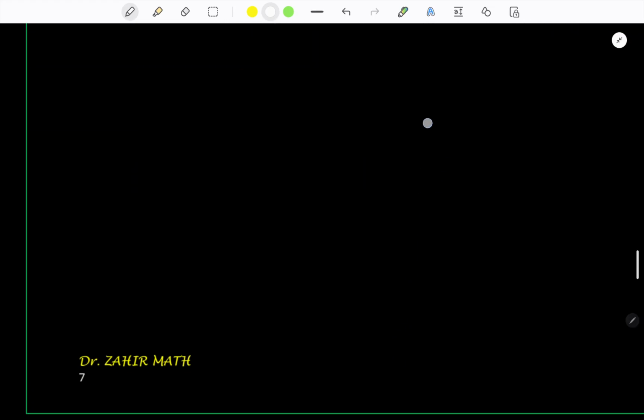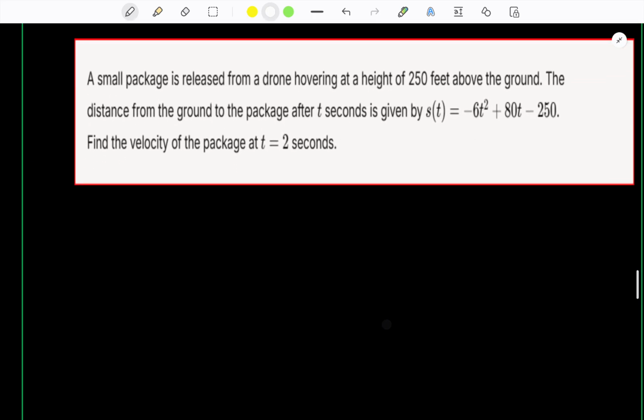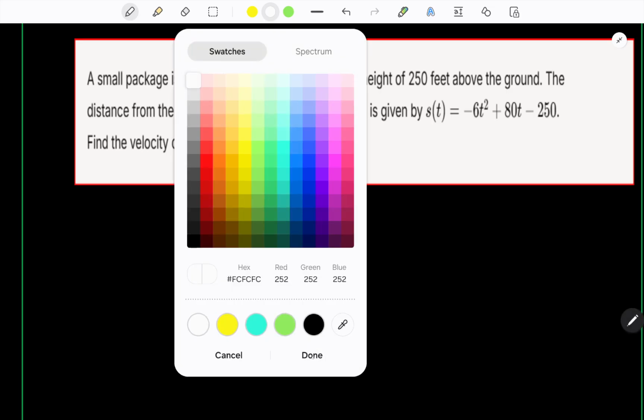Next, let's go for some application questions. It's very easy. Don't think it is difficult. In the class, we use the definition, but here we are not going to use the definition. Directly, you can use the derivative formula. Okay, right. So let's start now.